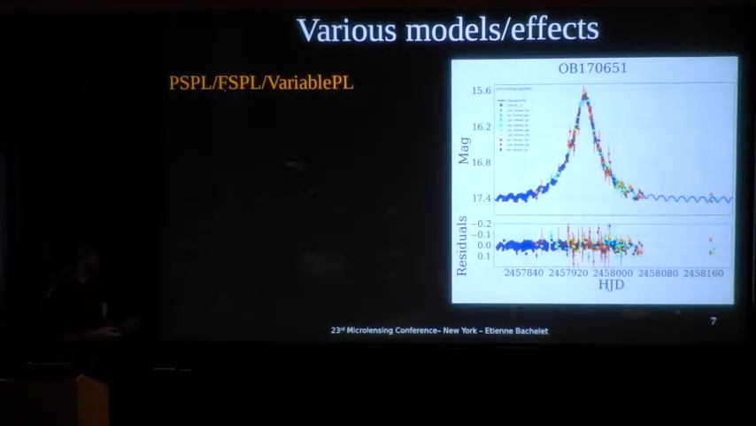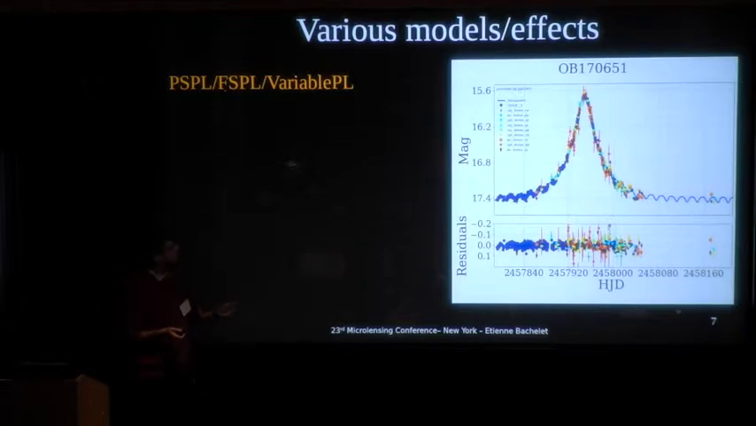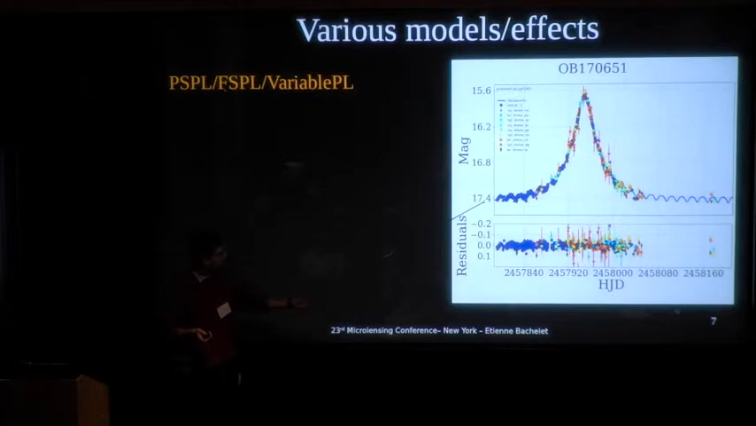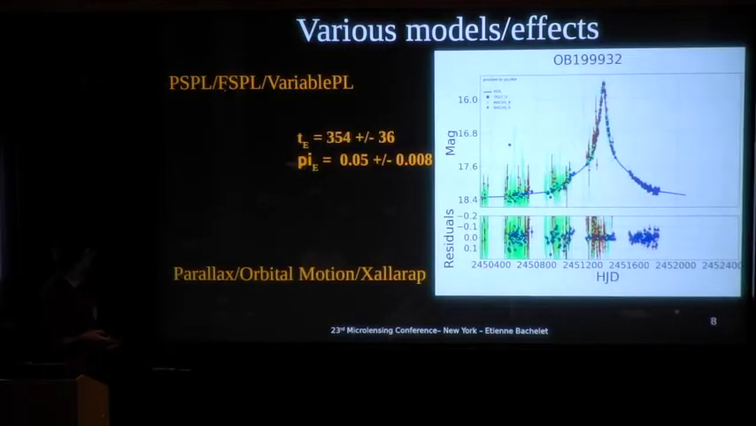Okay, so some examples now. We implement, of course, point source point lens, finite source point lens, and variable blend point lens. So here is this example of OGLE 17651. The baseline variation was probably due to a variable blend, because the amplitude of the variation decreased with the magnification. So you can do that with PyLima.